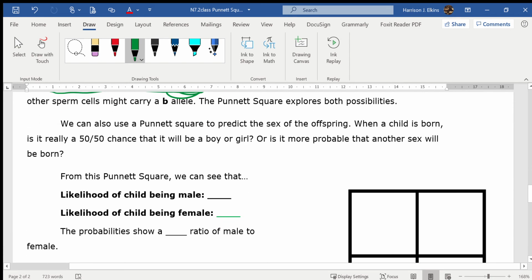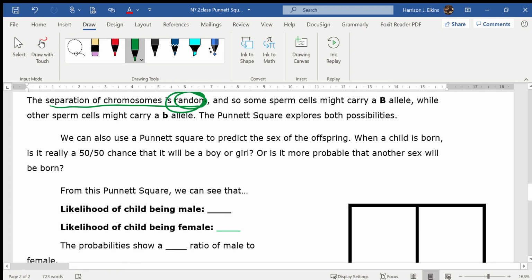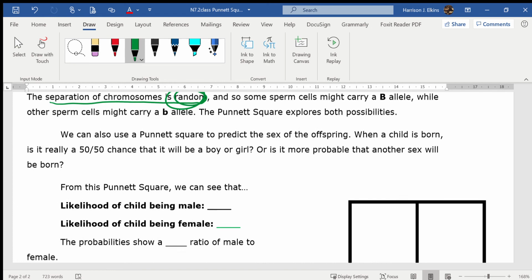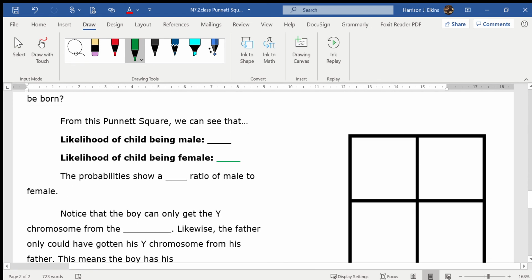We can also use the Punnett square to predict what the sex of the offspring is going to be. So for instance, if a child's going to be born, is there really a 50-50 chance that it'll be a boy or a girl? Or maybe is it more likely for people to have girls? Or is it more likely for people to have boys? Or is it equal? Well, let's diagram this out. We can just represent chromosomes instead of alleles. So I did females up here last time. I'm going to do males this time.